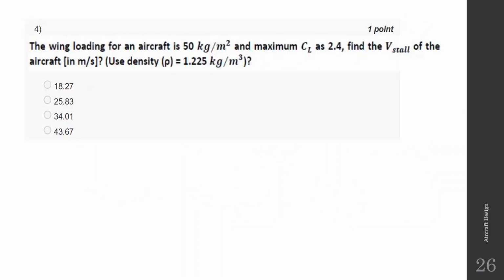Okay, so this is the next question. This is a numerical question, so you can try to solve it.